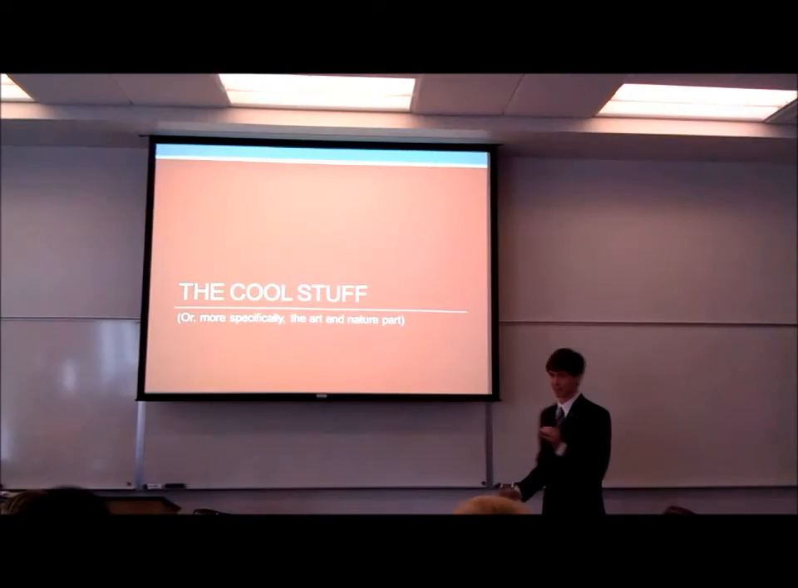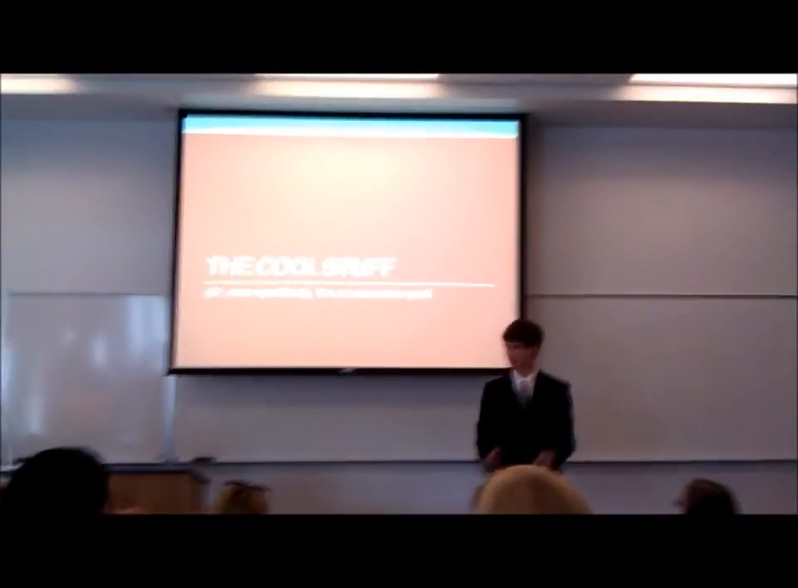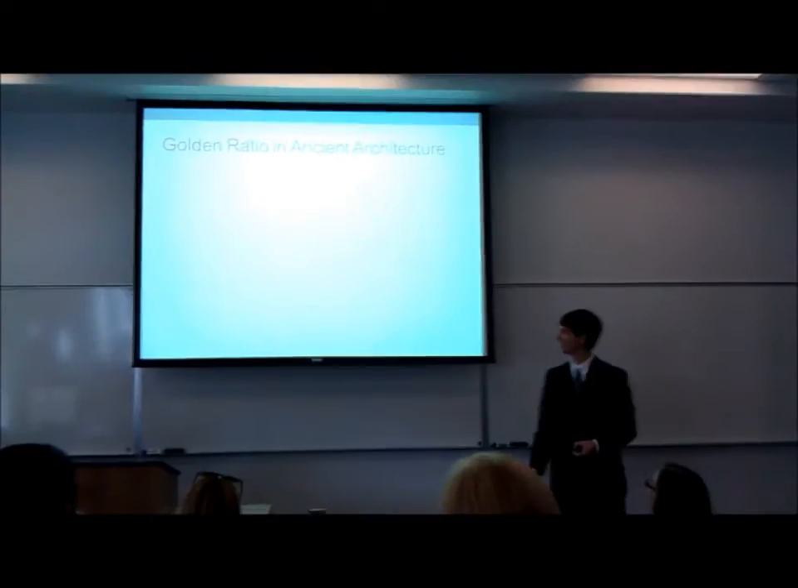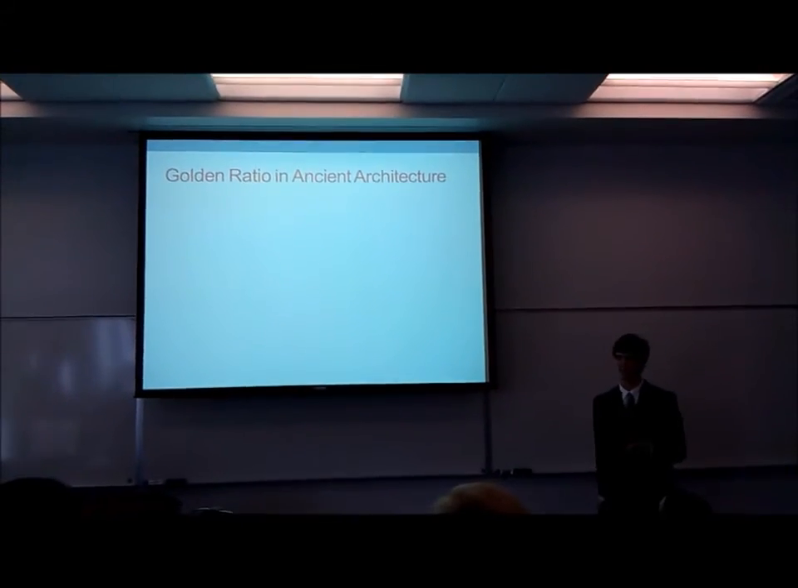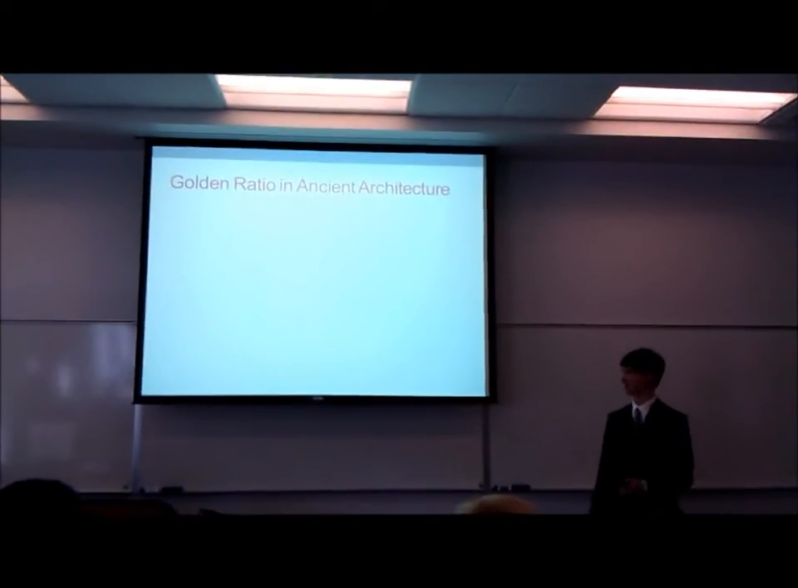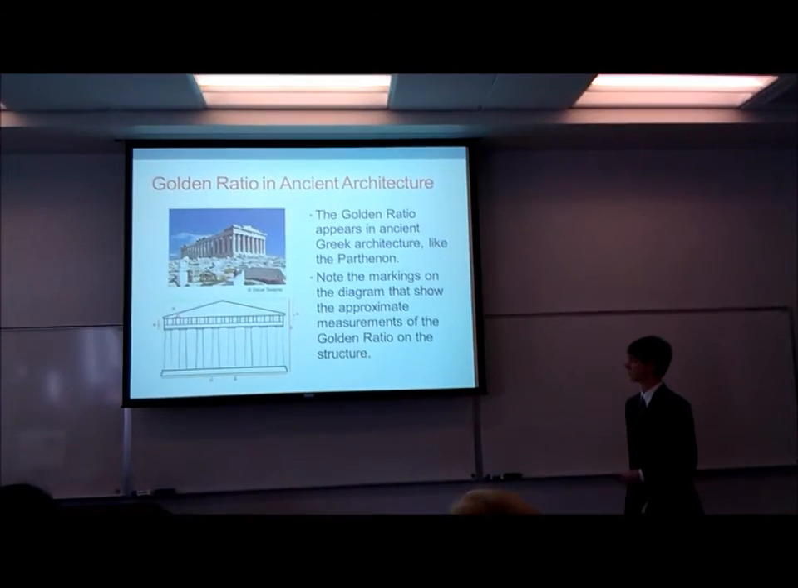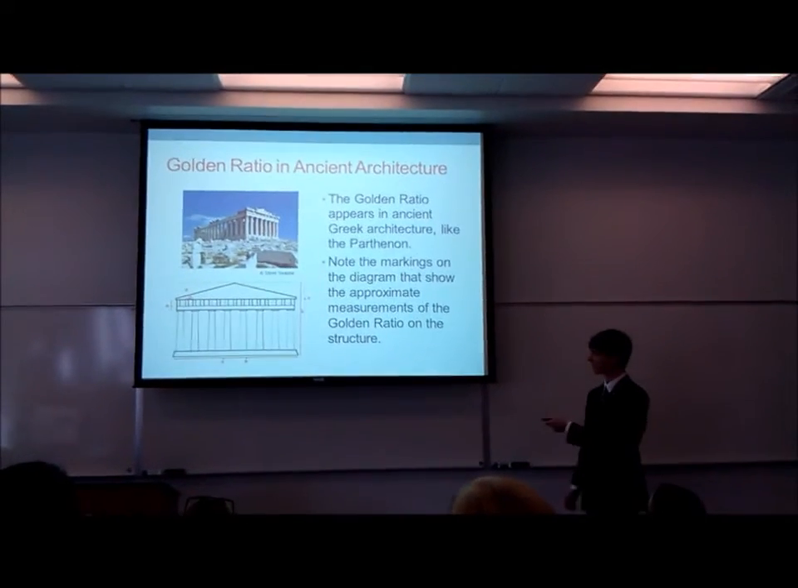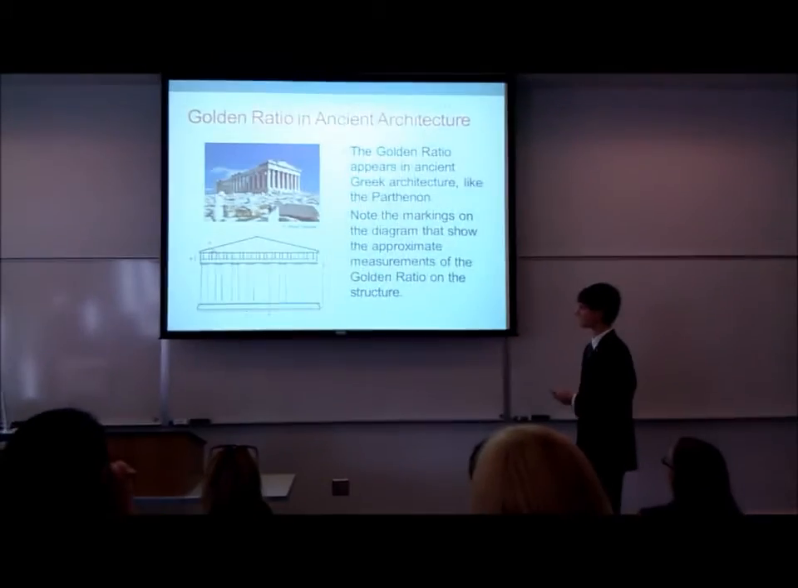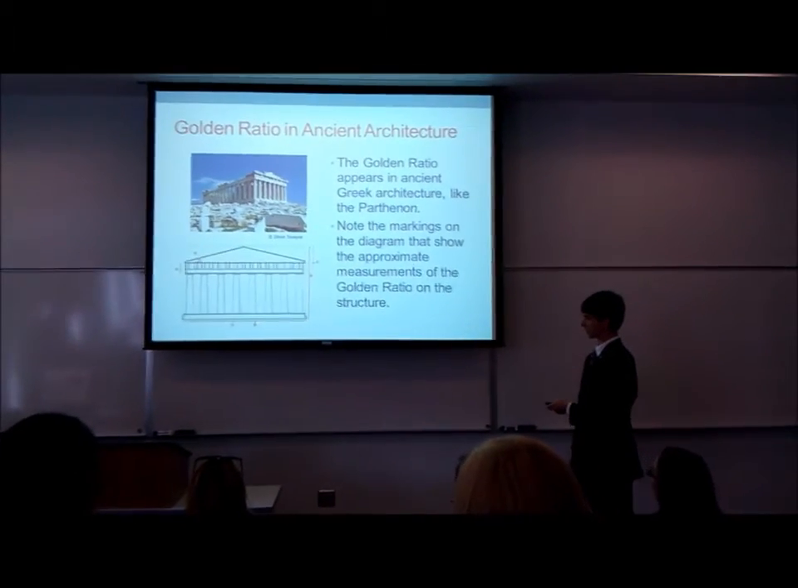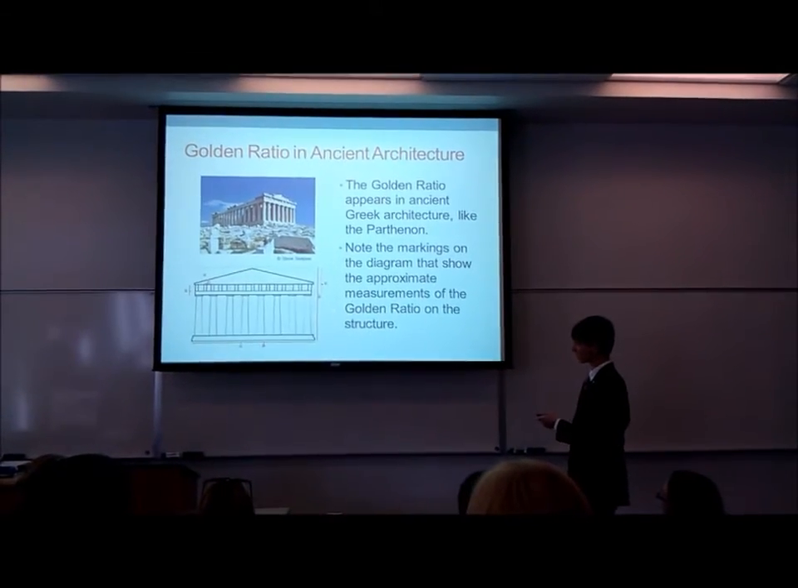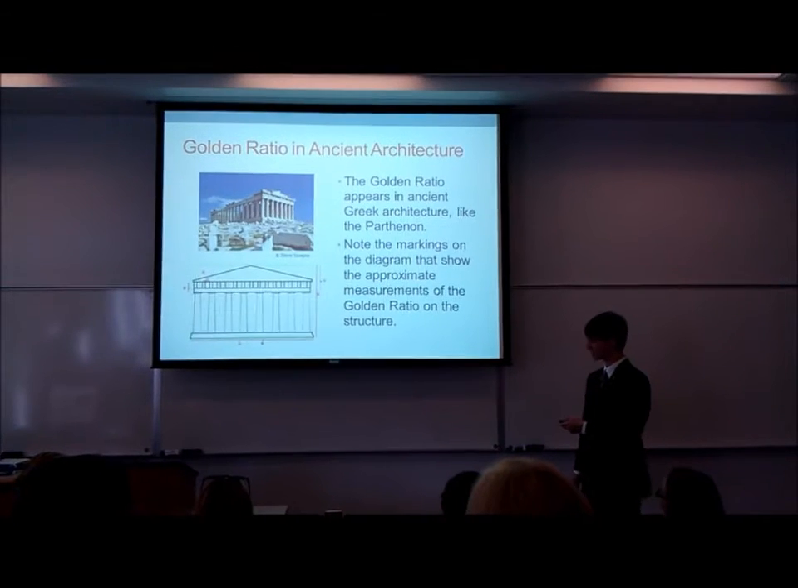But enough boring math stuff. Let's actually talk about the art and nature part of this presentation. The golden ratio shows up in a lot of ancient architecture and works of art. Probably most notably the Parthenon. If you take a look at the diagram down here, you can see where the golden ratio can be found along the base, the pillars, and the top itself.